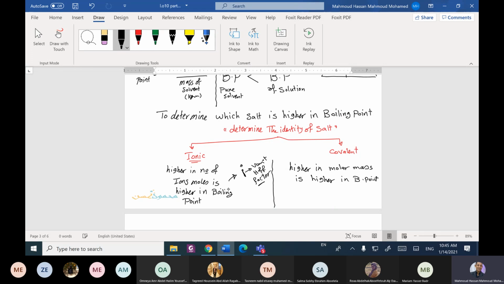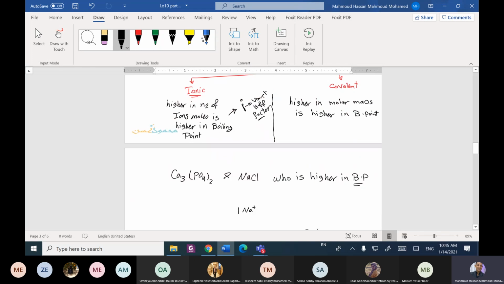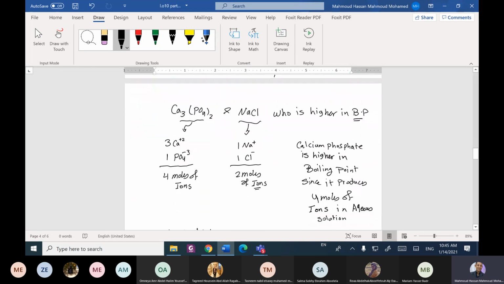We are going to talk about an example for this. But for a covalent compound, the higher the molar mass, the higher the boiling point. As an example, if we compare sodium chloride and calcium phosphate, we look at the number of moles of ions produced from each in the aqueous solution. Sodium chloride produces 1 mole of sodium ion and 1 mole of chloride ion, so the total is 2 moles of ions. Calcium phosphate gives 3 moles of calcium ions and 2 moles of phosphate ions, so the total is 5 moles of ions.